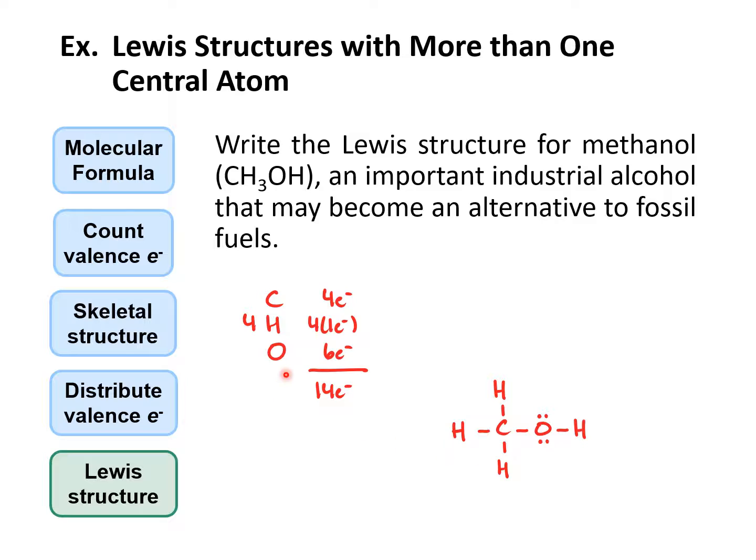So here we've distributed all of our valence electrons in the molecule, and this is the correct Lewis structure for methanol. As I mentioned previously, carbon, which must obey the octet rule, has 8 electrons, and oxygen, which also must obey the octet rule, has 2, 4, 6, 8 electrons, and the hydrogen atoms, which must have 2 electrons, already have 2 electrons, 2, 2, 2, and 2. So this is the correct Lewis structure for methanol.